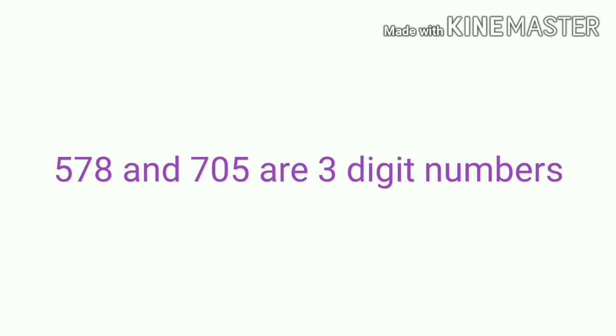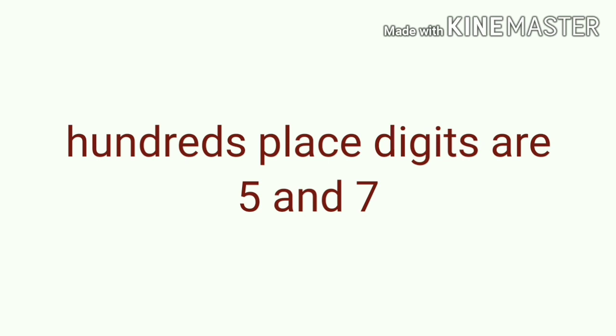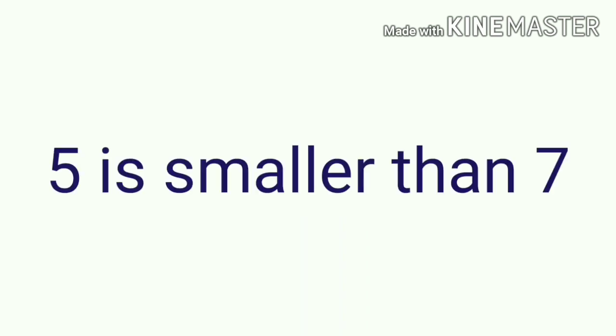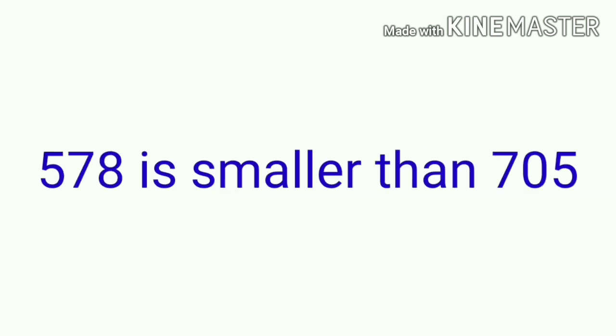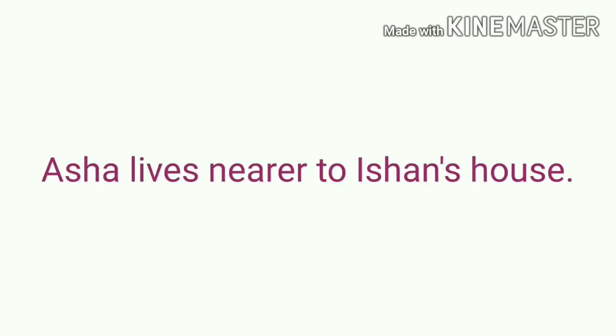First we compare the number of digits. The two numbers are 3-digit numbers. Let us compare the hundreds digit. The hundreds place digits are 5 and 7. So we can say that 5 is smaller than 7. So the number 578 is smaller than 705. So we can say that Asha lives nearer to Ishan's house. I hope you have understood these two word problems.